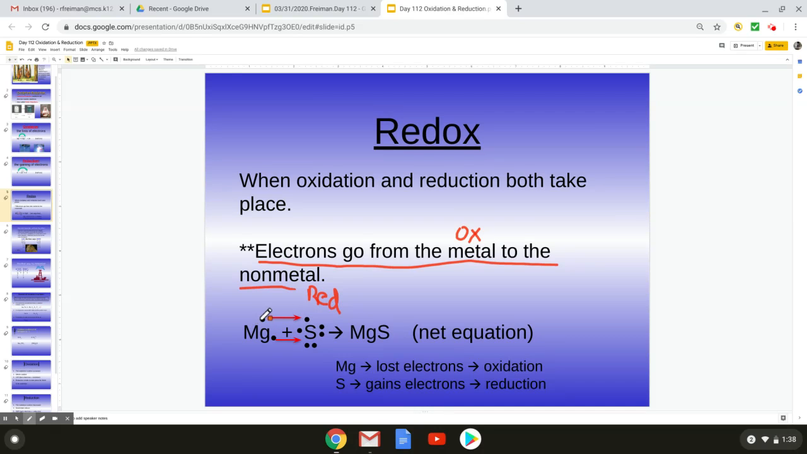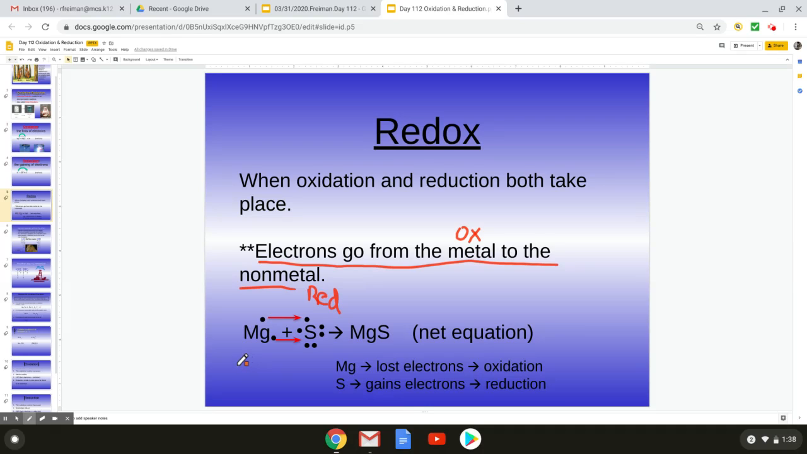You can see with their electron dot diagrams, magnesium has 2 valence electrons, sulfur 6. So if magnesium gives up 1, 2 electrons, now magnesium is just 2-8, it's satisfied and stable. Sulfur now has 8 valence electrons, it's satisfied and stable.